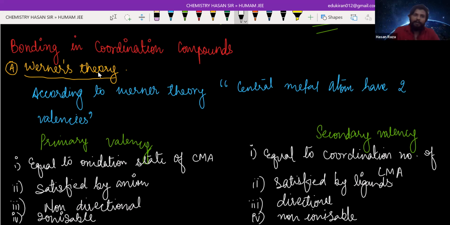But that time he told us that it is satisfied by anions. That means primary valency is positive, so it is satisfied by anions. Please do write it.